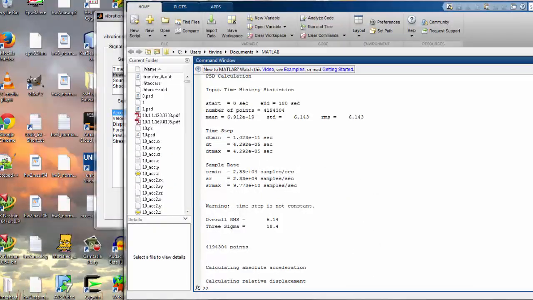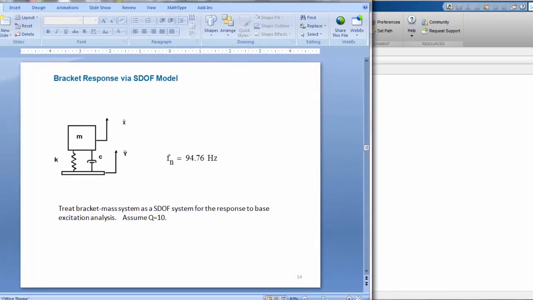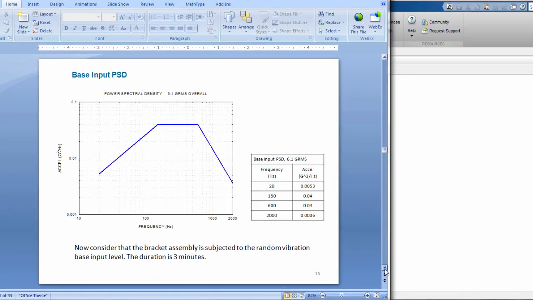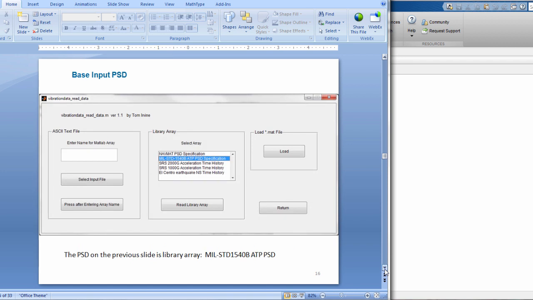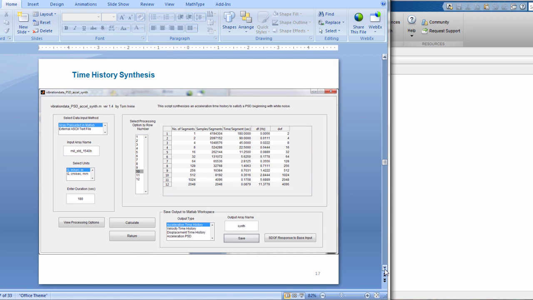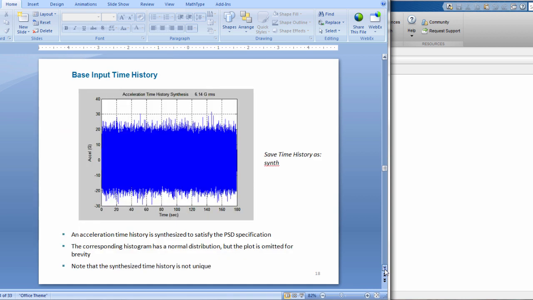Okay, we've got to go back to the slides here briefly. So here was our base input power spectral density from that MIL standard. And we read that in. It was a library function. We did the time history synthesis and came up with a synthesized base input.